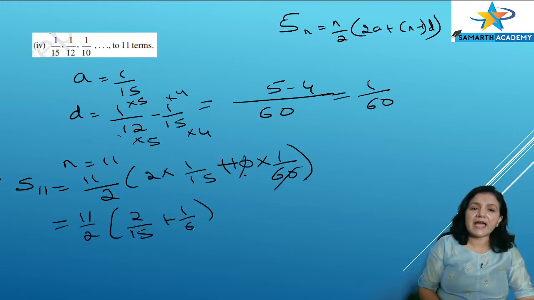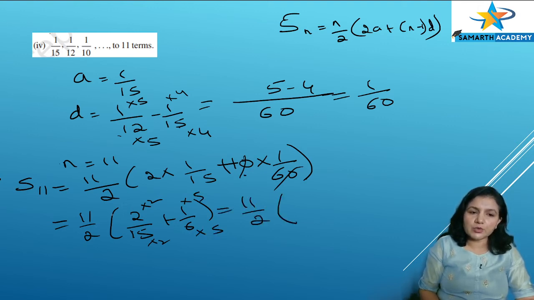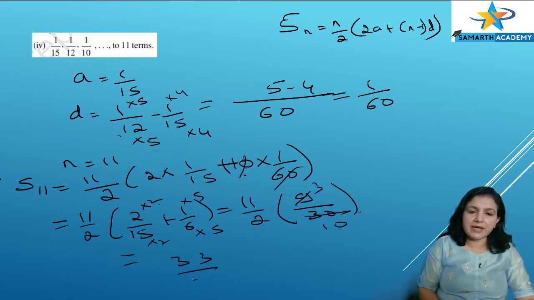LCM of 15 and 6 is 30. So this is into 2 and into 5. So this becomes 11 by 2 into (2 twos are 4 plus 5, that is 9 by 30). Cancel the common terms, 3 threes are 9, 3 tens are 30, hence the answer is 33 by 20.